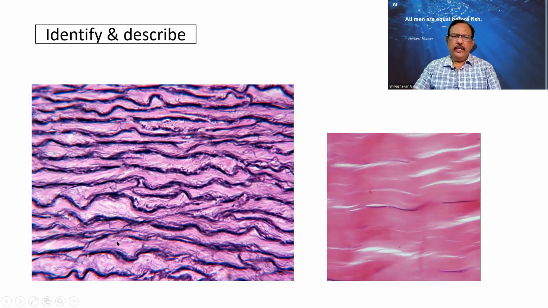Now, I would like you people to identify and describe the two pictures given. Let us concentrate on the right-sided picture, my right side. I do not know what tissue it is, but the color is eosinophilic. In histopathology, unless special stains are used, there are only two colors: hematoxylin, blue for the nucleus, and eosin for the cytoplasm, pink in color.